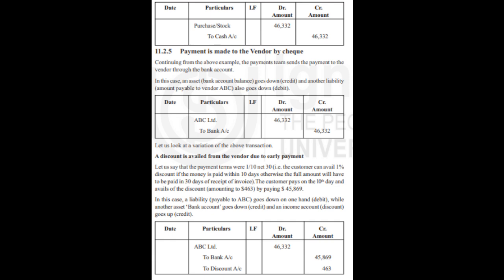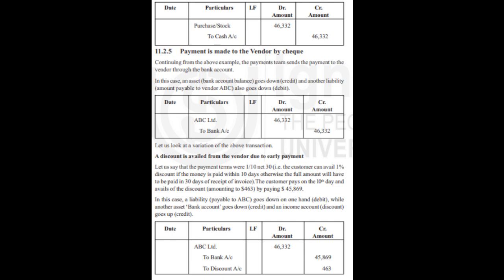Let us look at a variation of the above transaction. Vendor supplies the goods, services and is paid in cash. In this case, an asset, purchase account, goes up, debit, and another asset, cash or bank balance, goes down.